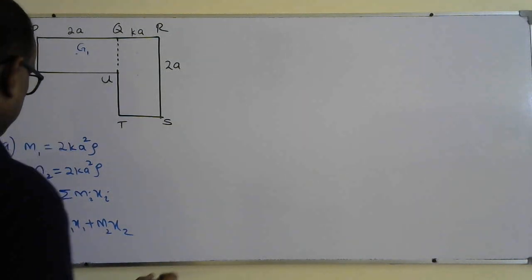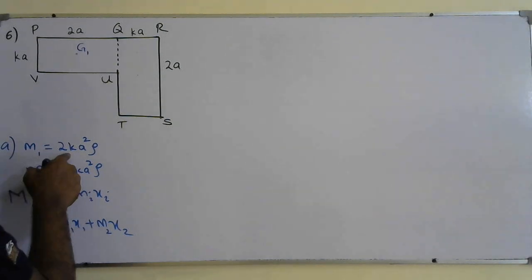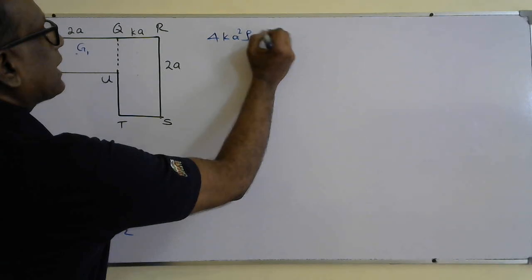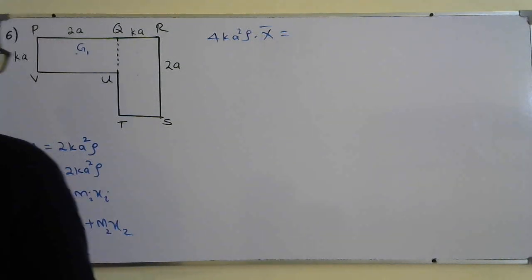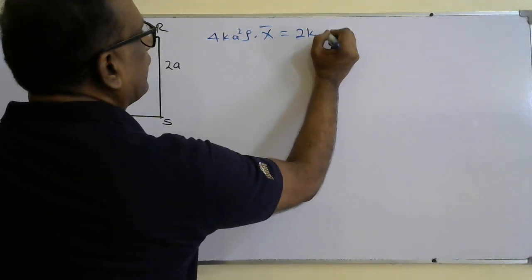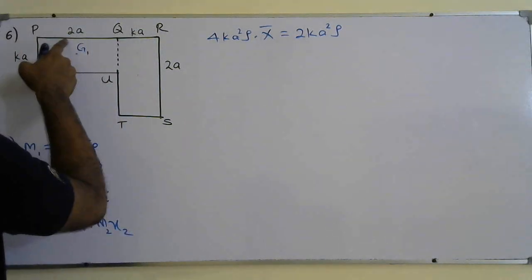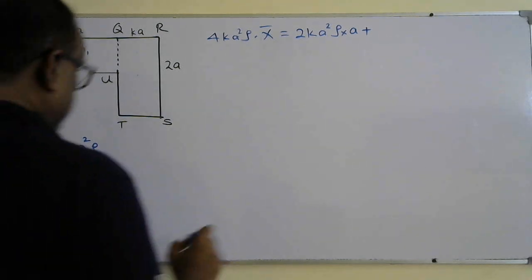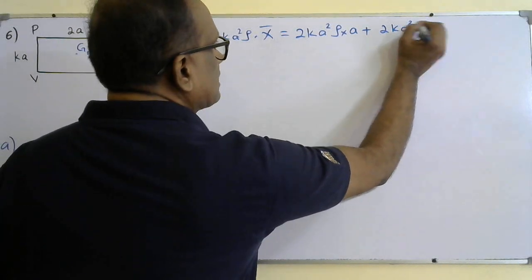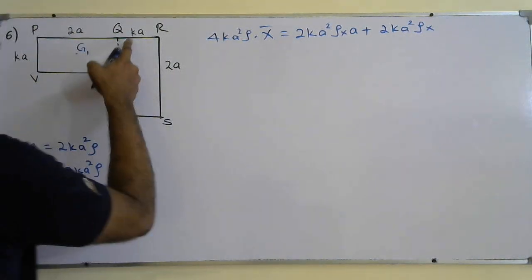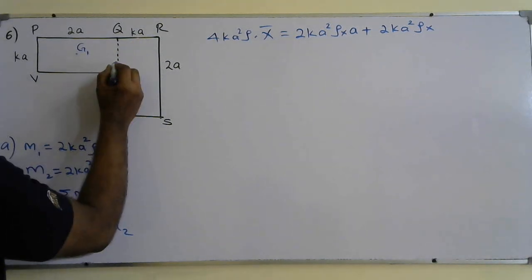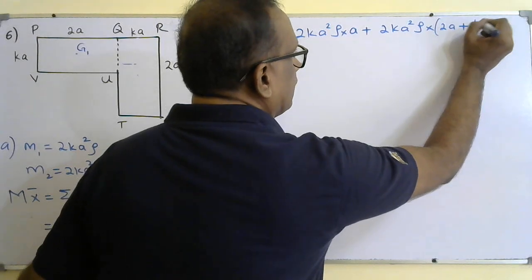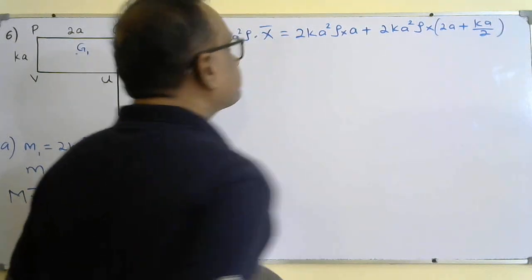So M is going to be Ka squared rho plus Ka squared rho. That is 4Ka squared rho times x bar, equal to M1, that is 2Ka squared rho, half of 2A, so into A, plus for the other one, M2, also the same mass, 2Ka squared rho, into the distance Ka by 2 from here, Ka by 2 plus 2A. So 2A plus Ka by 2.